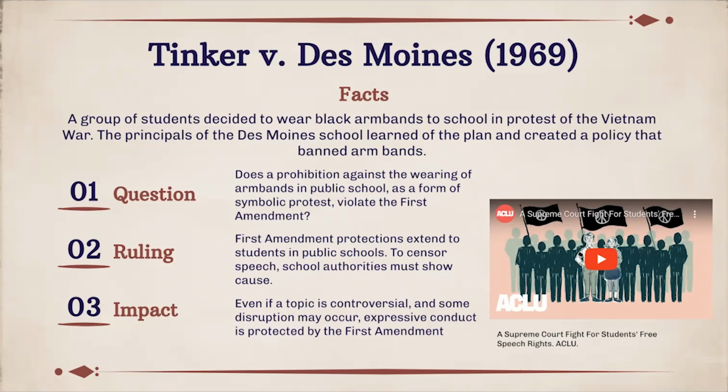Ultimately, the court ruled that since the First Amendment protections extend to students in public schools, educational authorities who want to censor speech have to show that permitting that speech would significantly interfere with the discipline needed for the school to function. So essentially, the onus is on school administrators to prove that the speech they wish to censor would have a negative impact on school activities and cause disruption.